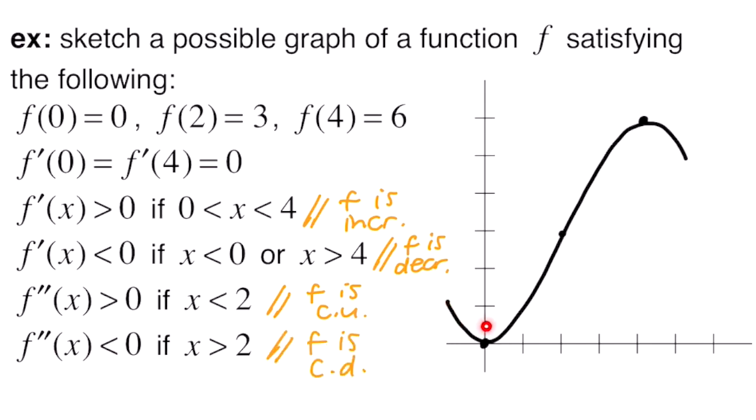Okay, so let's just make sure this satisfies all these conditions. This was going to be horizontal tangent line at 0 and 4, so that works. Horizontal tangent line here and here. We have f is increasing from 0 to 4, so from 0 all the way to 4, f is increasing, so that works. F is decreasing less than 0, so that's correct. And greater than 4, also decreasing. Finally, concave up for less than 2, so here's 2, this is concave up, so that works. And then f is concave down greater than 2. Perfect. So there's our final graph.